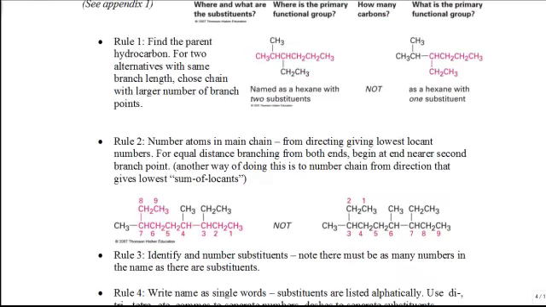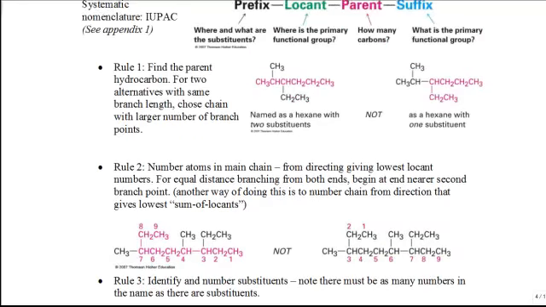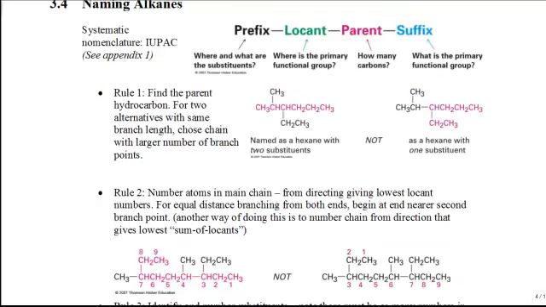Okay? But let's just try something. All right? Let's just try something. What's this compound? Butane, because it's got four in a row. All right? What's this compound? Methane.